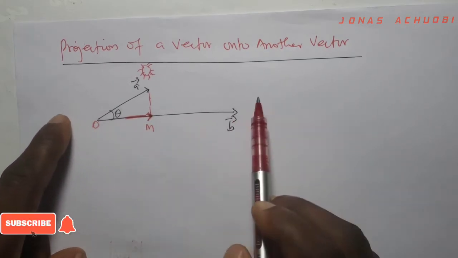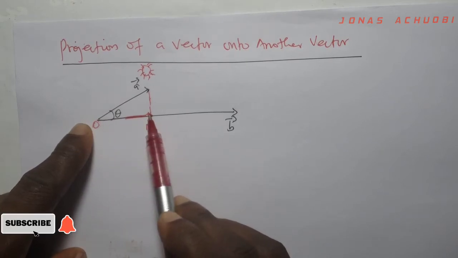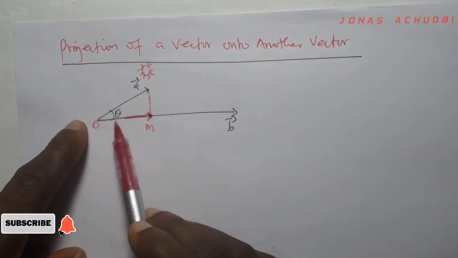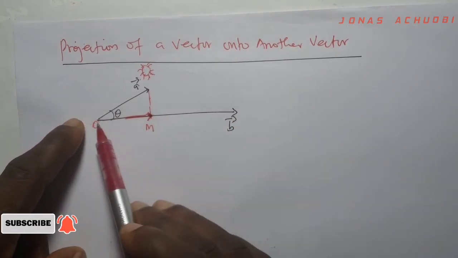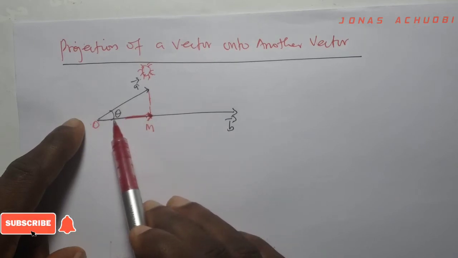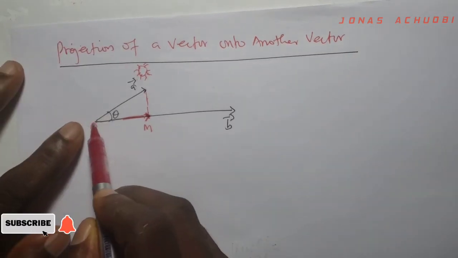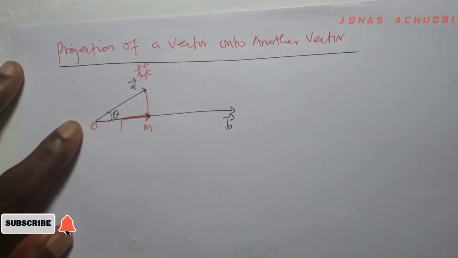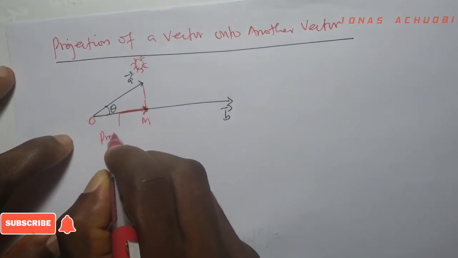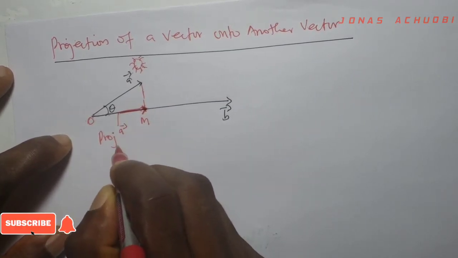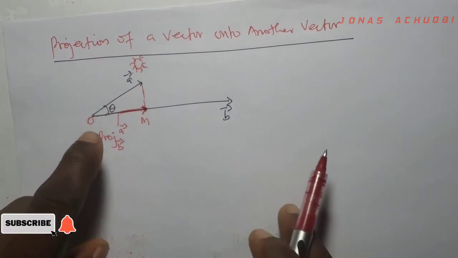And of course, it is obvious here that this shadow OM, which we now call the projection of vector A on B, is nothing but a scalar multiple of vector B. Meaning that this vector OM could be smaller than vector B or longer than vector B in length. Vector OM is what we refer to as the projection of vector A on vector B. It is this vector OM that we wish to know.